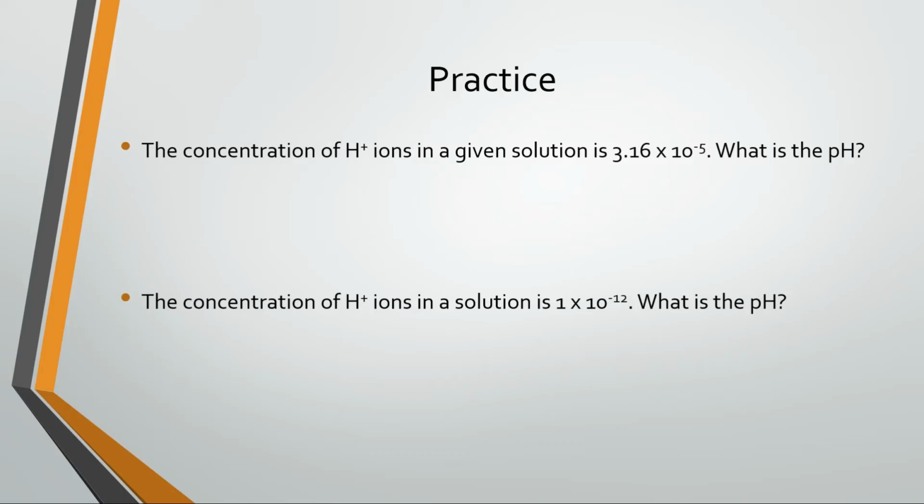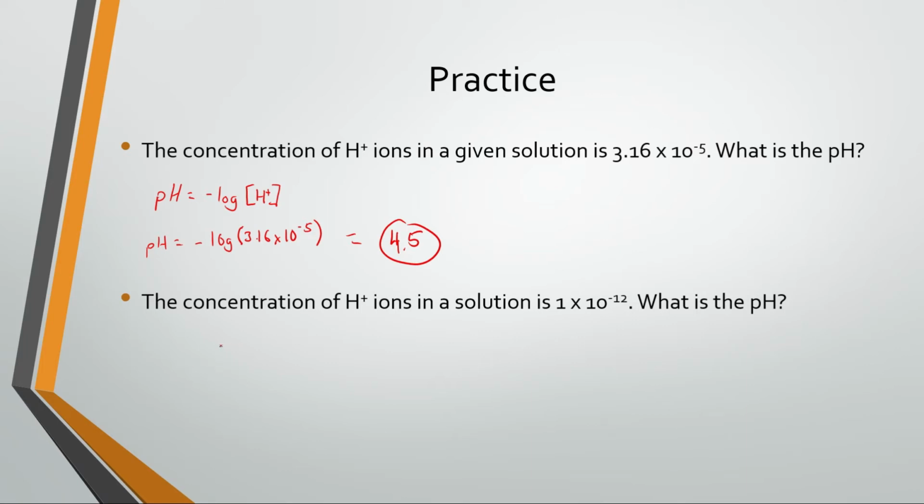Let's look at some examples of how to use this formula. So our first practice problem says that the concentration of hydrogen ions in a given solution is 3.16 times 10 to the negative 5th. What is the pH? So we know that pH equals the negative log of our concentration of hydrogen ions. So in this case, pH equals the negative log of 3.16 times 10 to the negative 5th. So all we have to do is plug that into a calculator, and what we will get is a pH of about 4.5. And pH doesn't have any units.